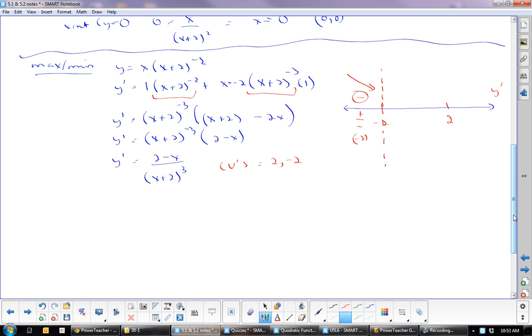Let's pick 0 as my test value here. 2 minus x is positive. And 0 plus 2 cubed would be positive. So this is positive here. So it is rising. Okay, let's try 3 over here. 2 minus 3 is negative. And 3 plus 2 cubed is positive. So we have a negative.